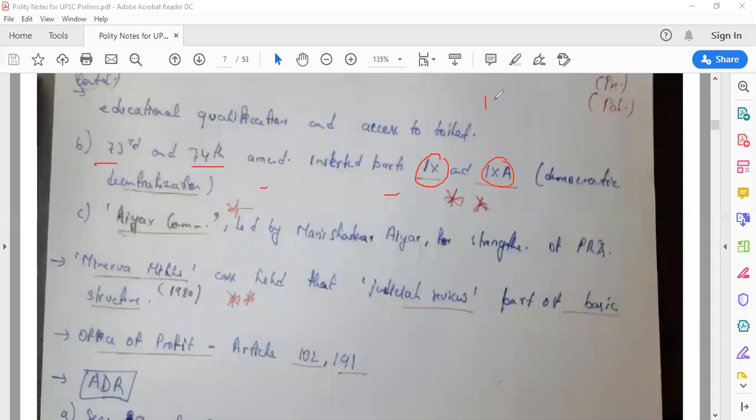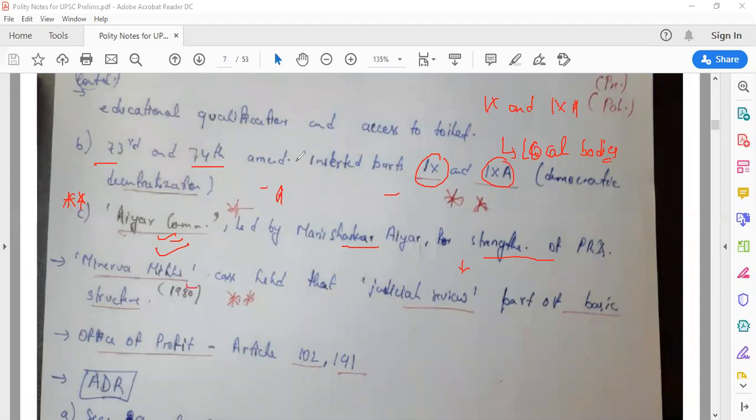Similarly, if you talk about local bodies more, the 73rd and 74th Amendments inserted Part 9 and 9A. If they ask you what 9 and 9A deal with, they deal with local bodies, and this is a part of democratic decentralization. Aiyar Committee, again, can be a very good question. What does the Aiyar Committee refer to, or what was it formed for? It was led by Shankar Aiyar, for strengthening of PRIs, that is Panchayati Raj institutions. So remember, the Aiyar Committee gave recommendations regarding strengthening of PRIs.